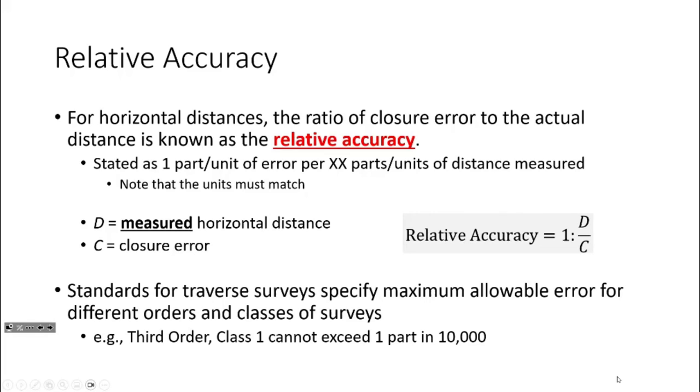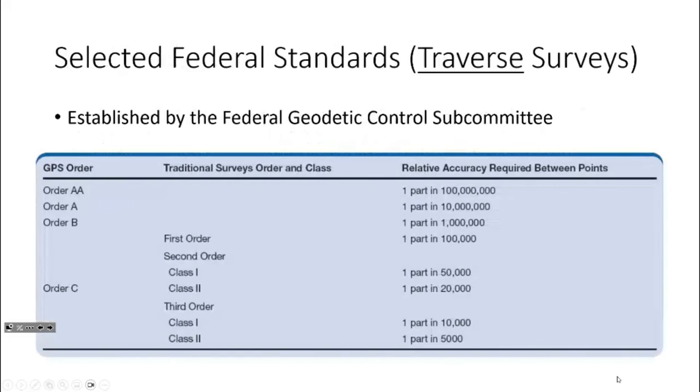And so you'll see here, for example, we have different classifications for what order and what class of survey we would assign based on the amount of error for a given distance traveled. These are some selected standards, and I'll show you how we utilize this in a bit. These are established by the Federal Geodetic Control Subcommittee. What we have here are some traditional orders of survey, and we'll primarily focus on these right here. We have first order, second order, and third order, and within these orders we have different classes. Based on the amount of error in your survey, that will help you determine the grade or the quality of your survey.